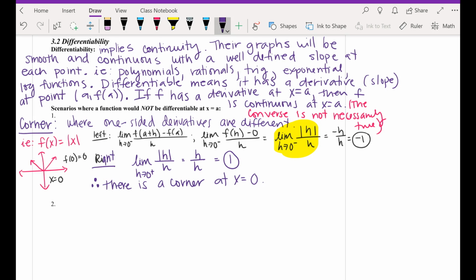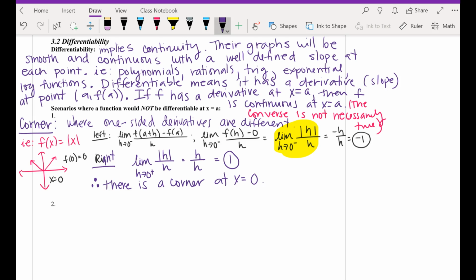What's the difference between a corner and a jump? A corner means that it exists there. It's continuous, right? I have an algebraic value. I even have a limit value. I just have a slope that's different coming from the right and the left. Now a jump is discontinuous altogether, which we're going to use soon.